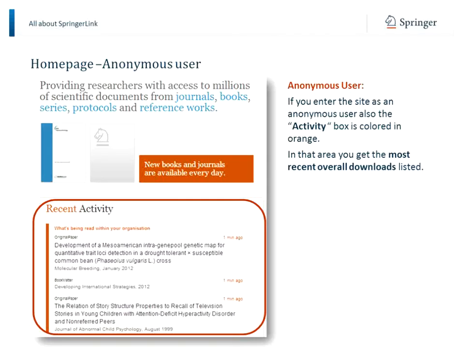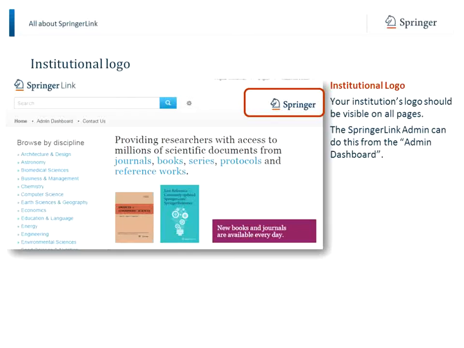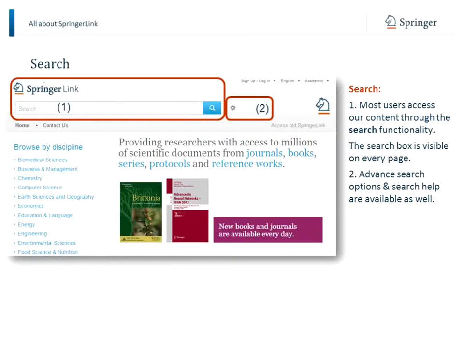So as I mentioned, you will see this as an anonymous user. You will see in the activity box just the anonymous recent overall downloads of Springerlink. Once you become a recognized institutional user, or if you are within your institution's IP range, you'll see the recent activity from your institution. Again, in the top right corner, this is where you'll see the logo. In my case, I just show Springer because I'm recognized as a Springer user, and the Springerlink admin can change this from the admin dashboard.